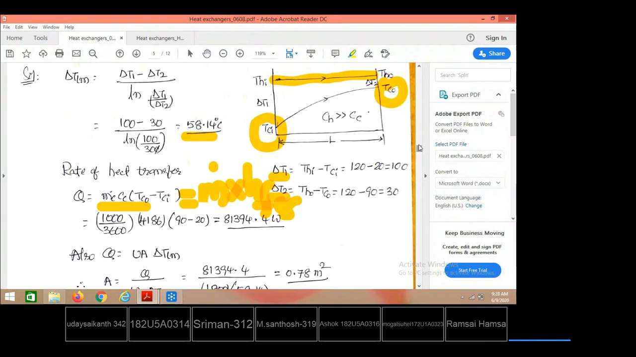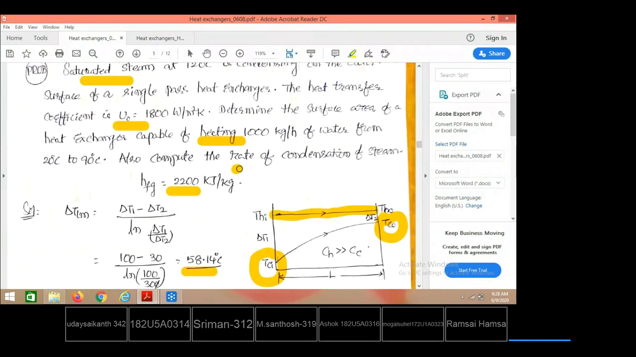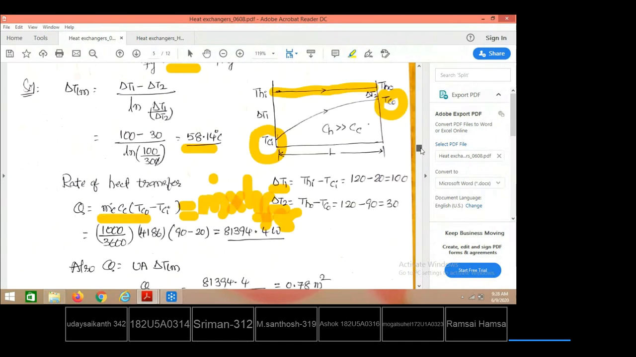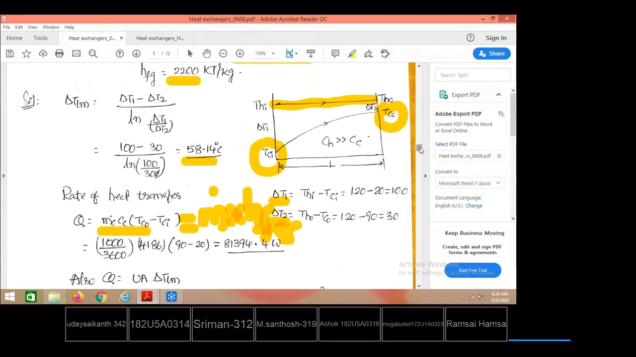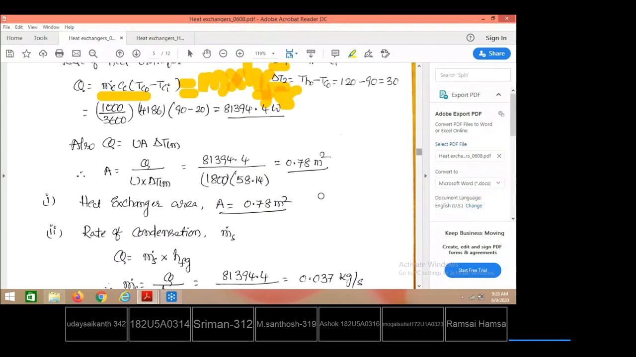As an extension of this problem, they are asking you to calculate the rate of condensation of steam, that is, m dot. Knowing Q equal to this much, m dot is nothing but this value divided by hfg. So Q equals m dot into hfg. Then, what is the area required?